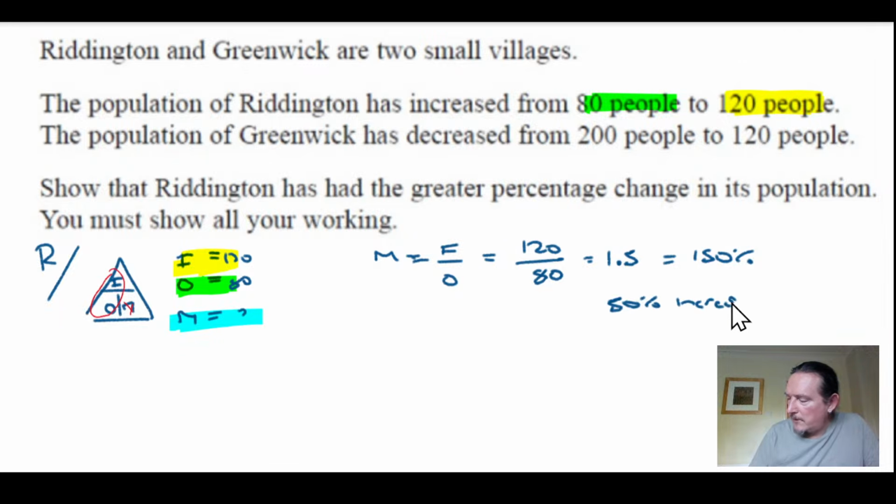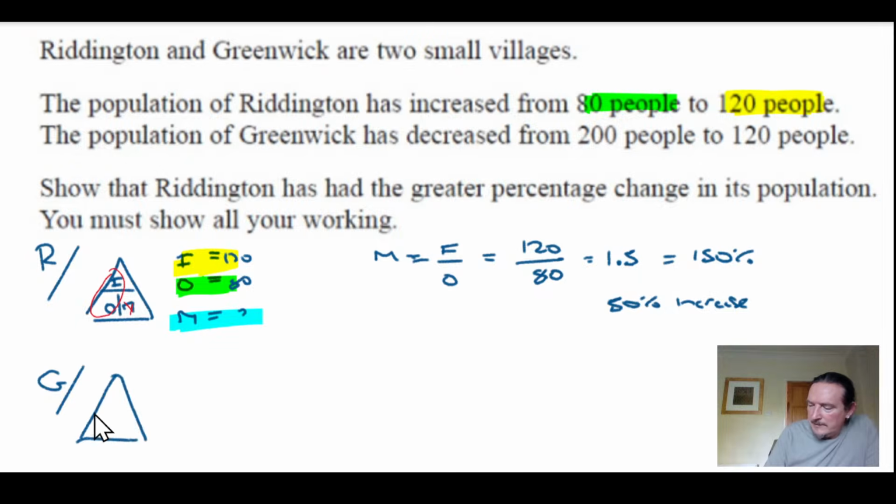Remember, you always start with 100%. So if you're at 100 and you've now got 150, then you've gone up by 50%. Okay, so that's how much Riddington has gone up. Let's have a look at Greenwich. So again, going to do the same thing.